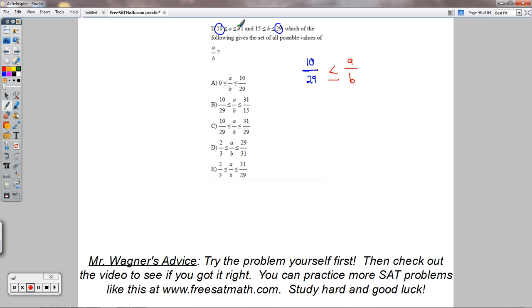And in a like manner, this one and this one would be the largest value for A and the smallest value for B that you could choose. And so the biggest the fraction could get is when the A value is the largest compared to the smallest possible value for B. And so the ones in green that I've circled, this would be the largest possible fraction for these. So my answer based on that thought process has to be choice B. 10 over 29 has to be less than or equal to A over B, which is less than or equal to 31 over 15.